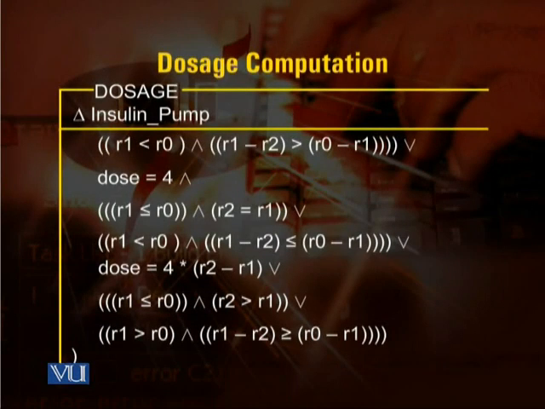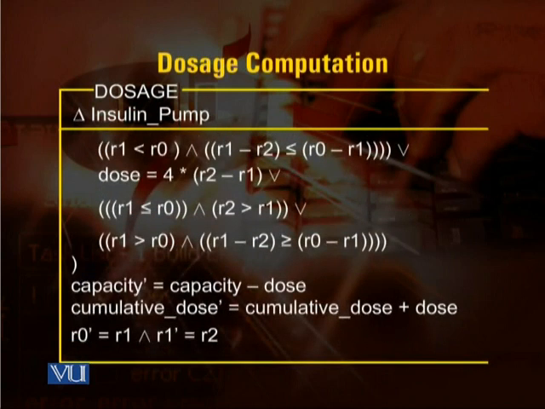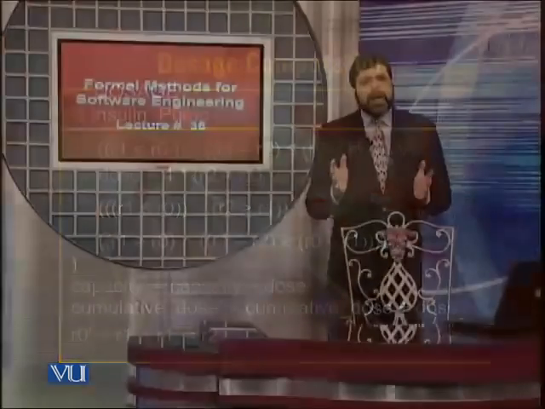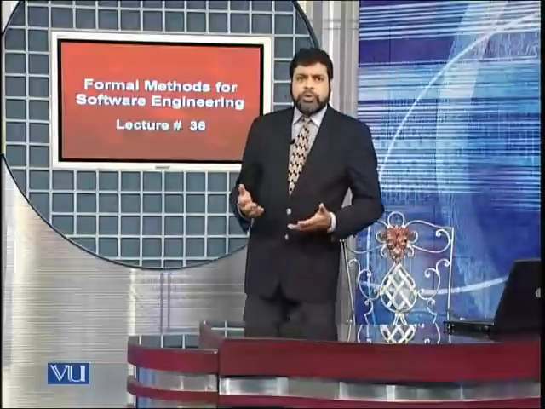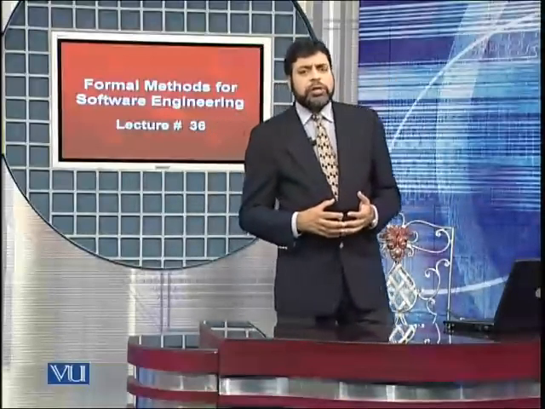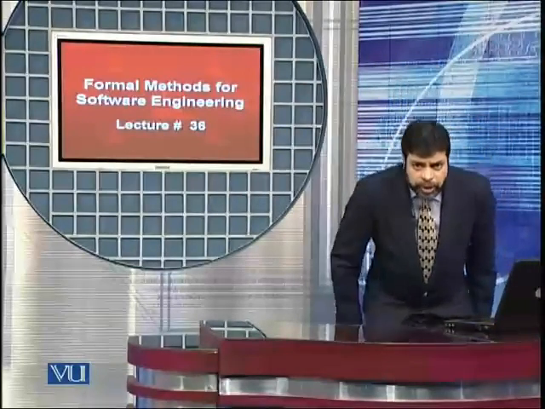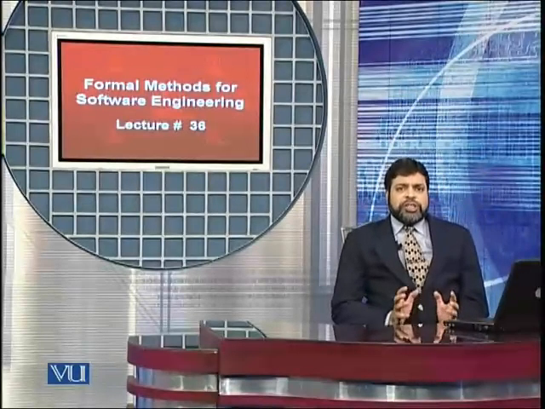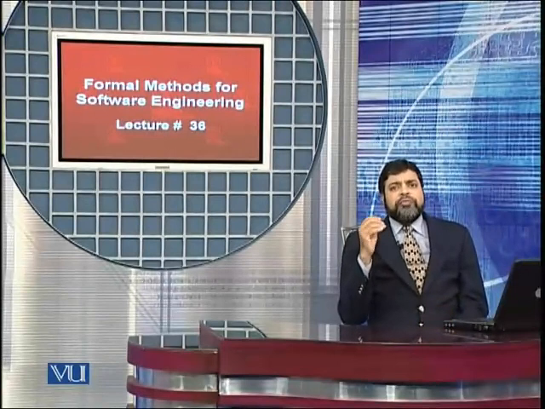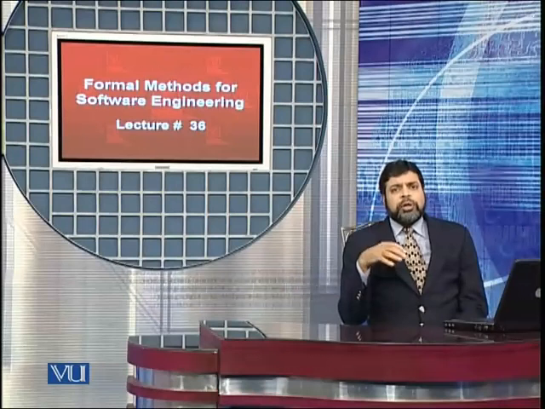That is, dose is equal to 0 and the entire predicate, or dose is equal to 4, and now we have another set of equations which tell us when we are going to give 4 units to the patient. Finally, we have dose calculated as equal to 4 multiplied by R2 minus R1, and then we have another set of logical statements. So here I did not go into exactly what it means, because this is something which is outside our domain. An expert would have told the specifier, okay, this is what needs to be done, this is when we give 0 units, this is when we give 4 units, and this is when we give units other than 4.